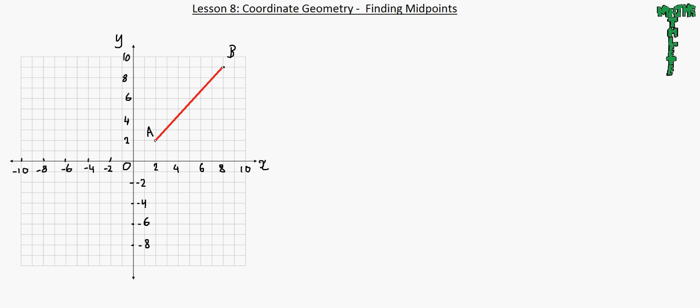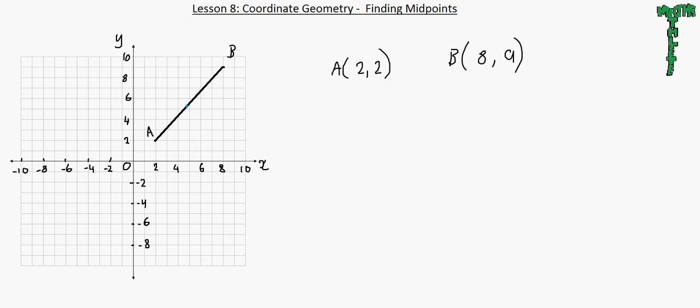So say I have the coordinates of point A and B. Point A has coordinates 2, 2: it goes up by 2, across by 2. And point B has coordinates 8, 9. So how about if I wanted to find out the midpoint of this line, the midpoint of AB, which is about here? How would I go about this?